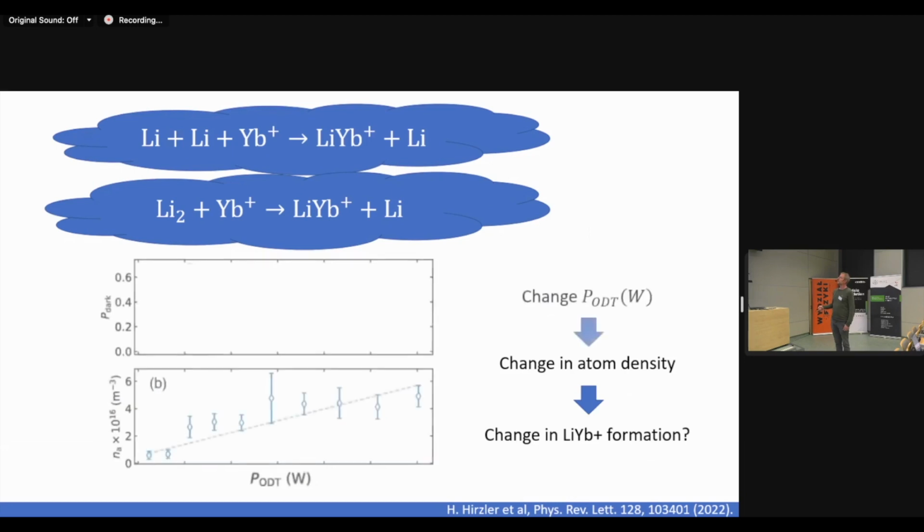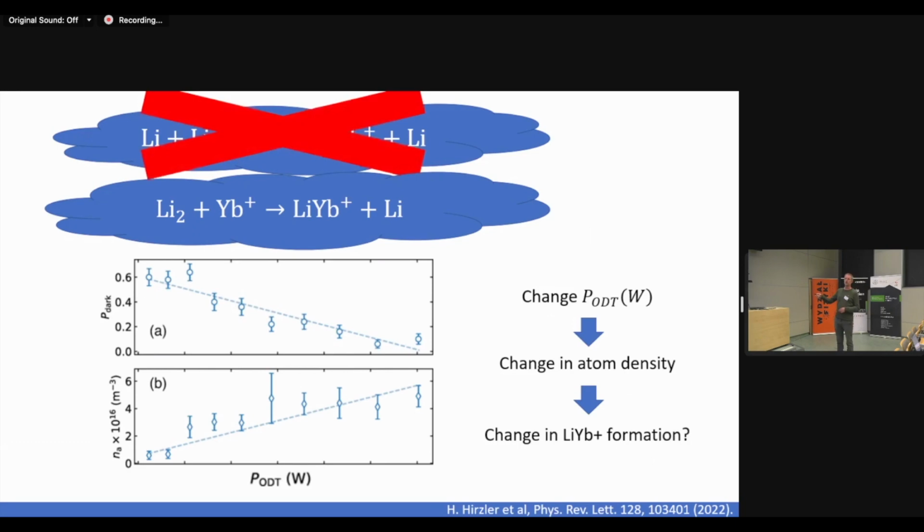And that's what you can see here. That's the atomic density that we can measure independently. But actually, the amount of times that the ion goes dark goes up. So it anti-correlates with density. So we conclude that it's actually the lithium dimers colliding with the ion.